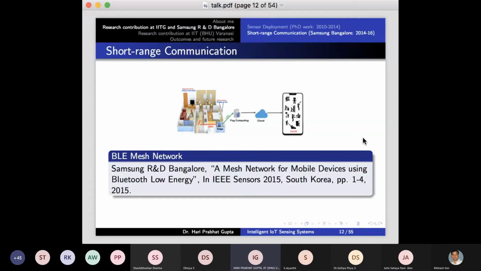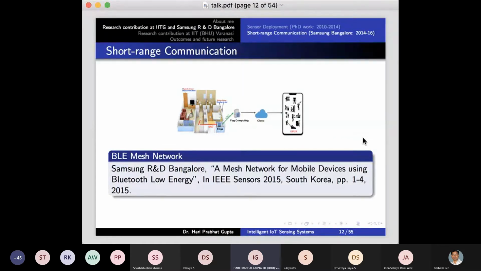Now we assume that we are familiar with the deployment, and we deploy the sensors for monitoring, for coverage of a given field of interest. The second task is that when a sensor is deployed, it has the property of sensing. Now how can it transmit its information to the base station? The very first thing that comes to mind is short range communication. Why? Because it consumes less energy and these sensors are battery powered. So what we were doing at Samsung R&D Bangalore in 2015-16, our main work was on short range communication.